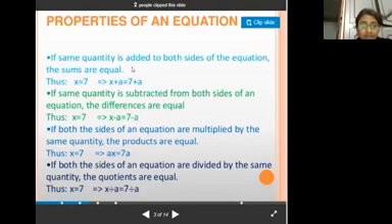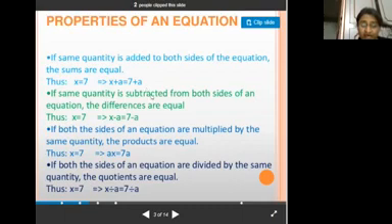If the same quantity is added to both sides of an equation, the sums are equal. If we have an equation like x is equal to 7 and we add a to both of its sides, x plus a is equal to 7 plus a, because we add the same quantity to both the sides. So they are equal to each other.